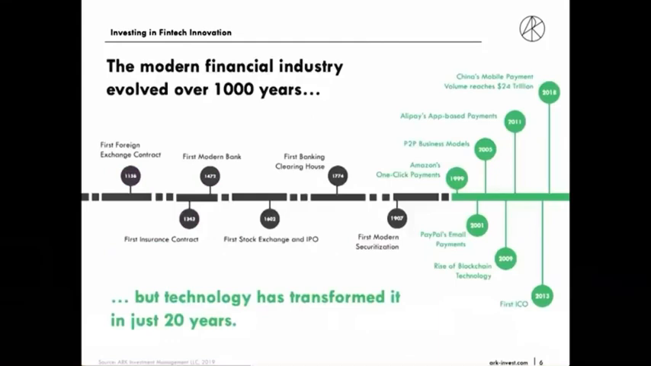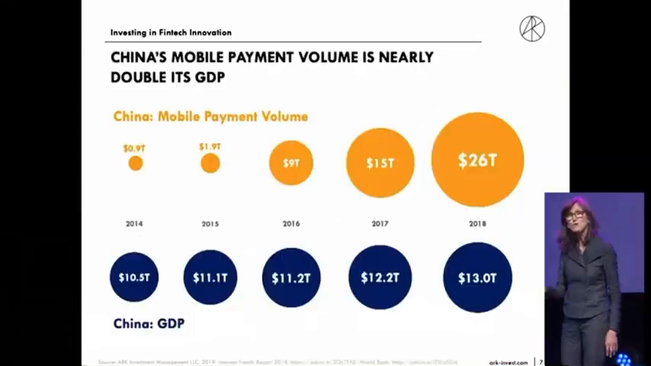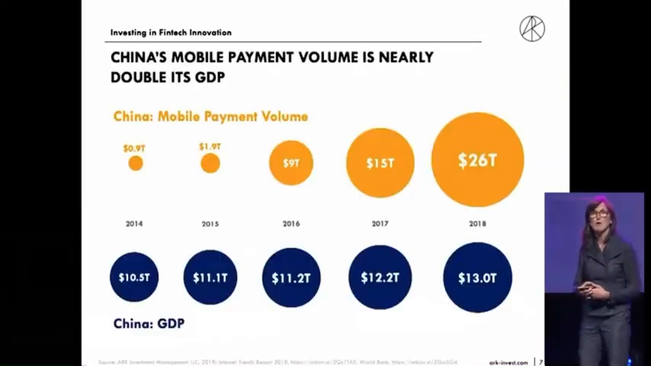So you can see that modern financial industry evolved over roughly 1,000 years. So in the 1100s, we had the first foreign exchange contract. In the 1600s, the first stock exchange. Not until Amazon did its one-click payment system did the modern age, we think, start to take off. So that was in 1999. And then you had PayPal's email payment system, and then you had Alipay's app payment system, and you see the explosion in China's mobile payment volume.